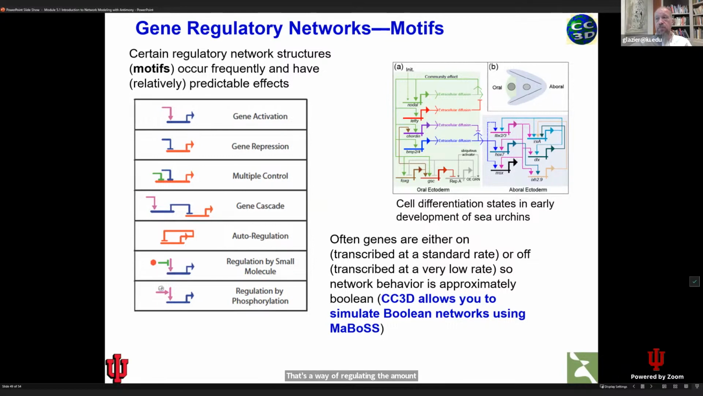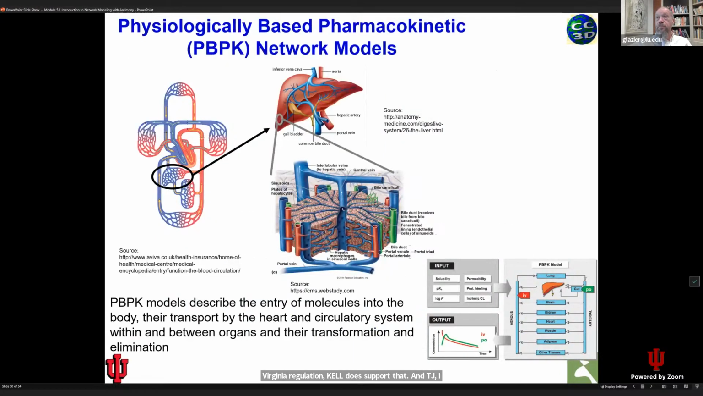That's actually pretty accurate. There can be extra factors that come in and affect whether a given molecule actually activates or inhibits. Phosphorylation of the activator or the inhibitor is often very common. You phosphorylate the activator to make it work, or phosphorylate the activator to keep it from working. Both of those occur. Again, we're not going to be talking about it today, but if you want to model stochastic Boolean networks for gene regulation, CompuCell does support that. And TJ, I hope, will be talking about that later in the week.